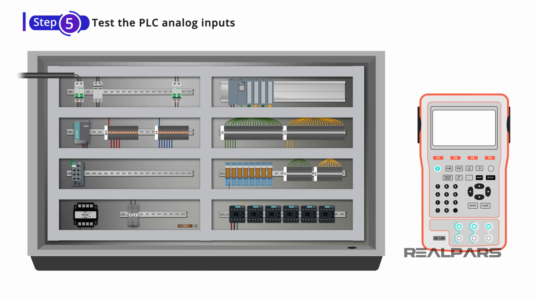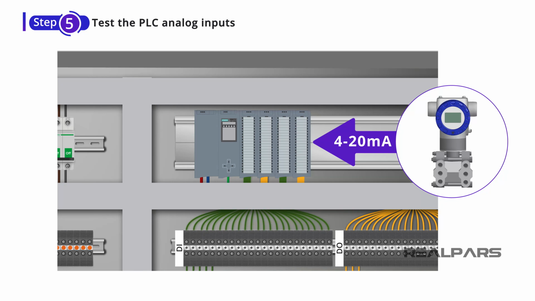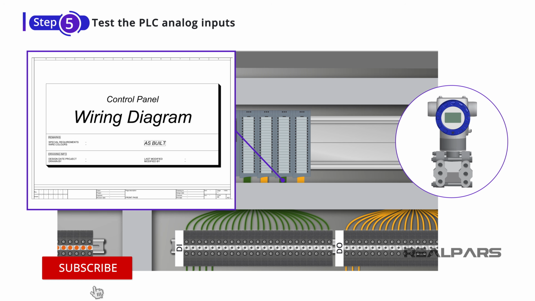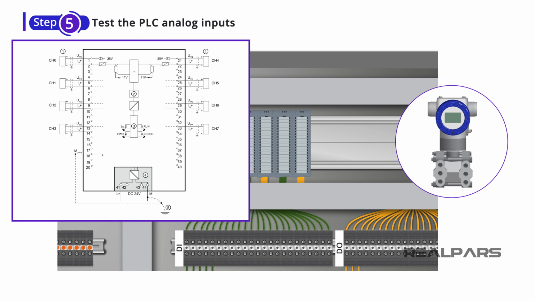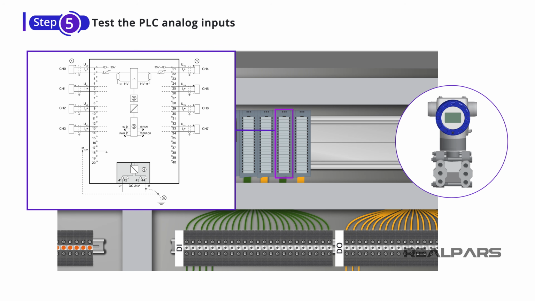For example, let's say that our analog input card will receive 4 to 20 milliamp input signals from transmitters installed in the field. To test this input, we first need to know how the transmitters are connected to the card. This is what you should already have on your wiring diagram. The other way to check the wiring diagram for your card is the manual. For example, this is the wiring diagram for the analog input card that I have installed in my control panel.